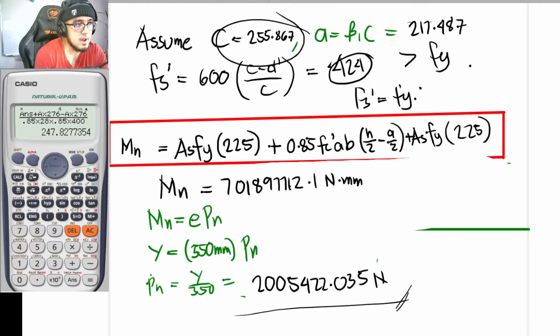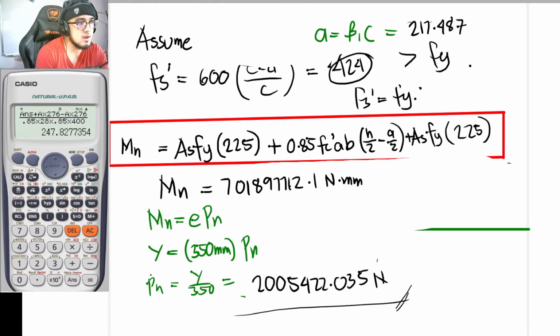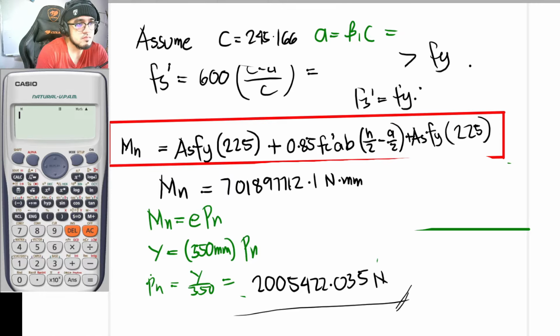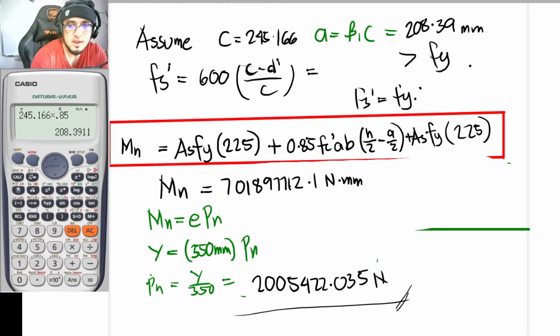So with that guys, if I replace this value for C, so assume C equal to 245.166. So my new value for A is now equal to 245.166 times 0.85. So this is now equal to 208.339 mm.